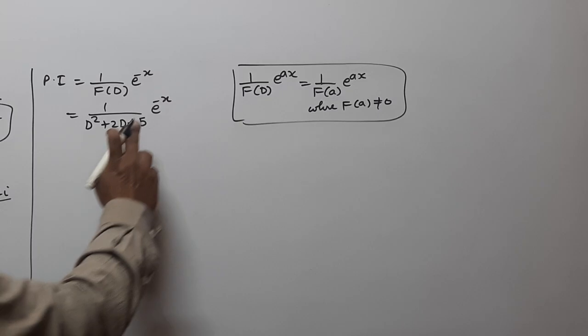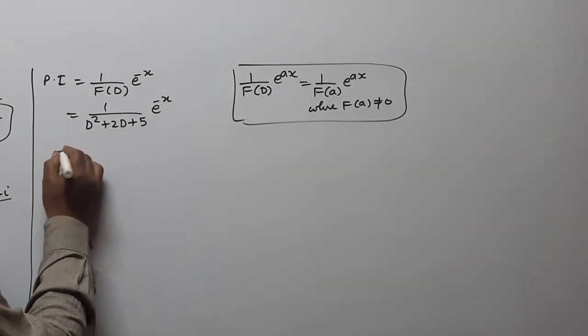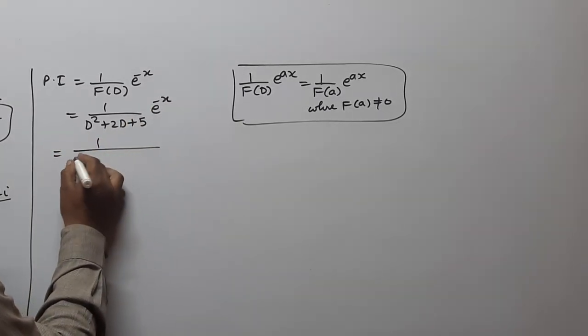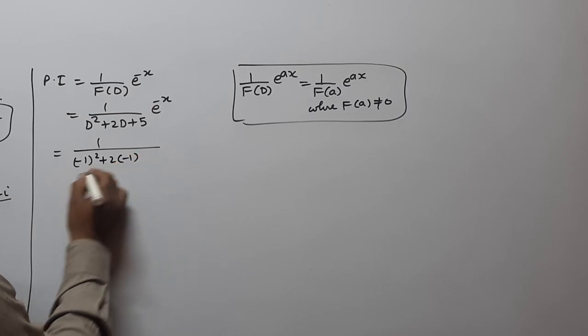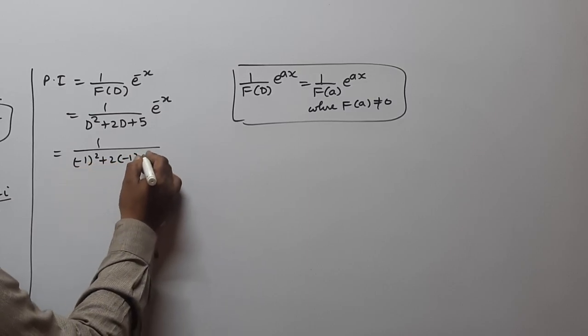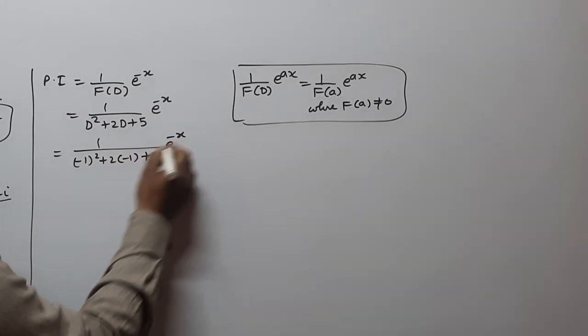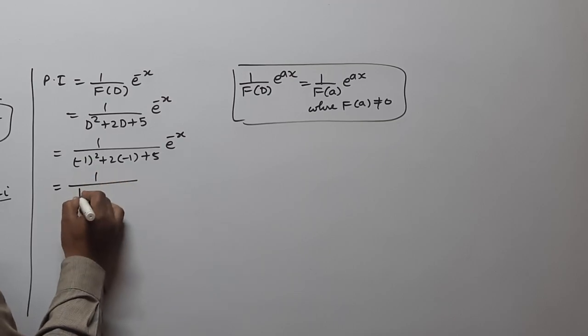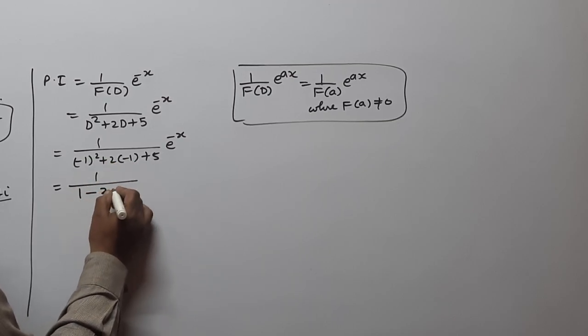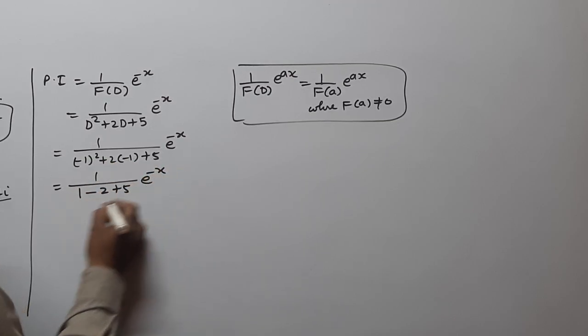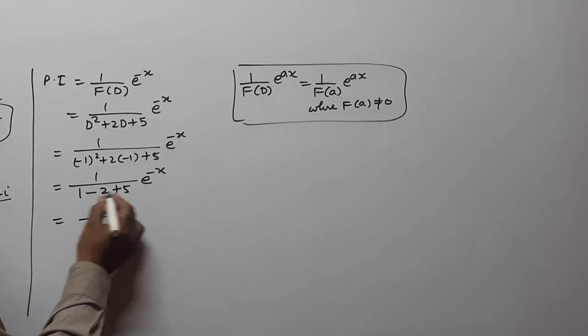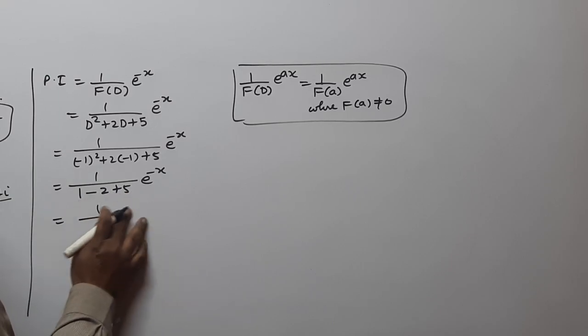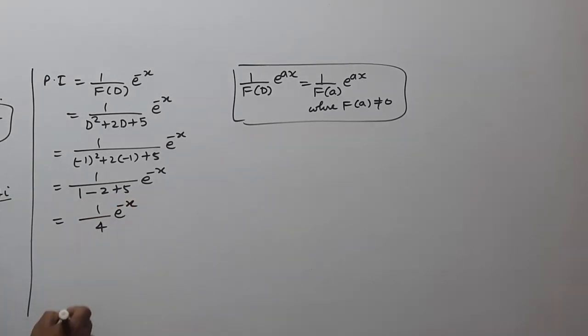So put -1 in place of D, we get the particular integral. So this is 1 upon ((-1) square plus 2 times (-1) plus 5) e to the power -x. So (-1) square is +1, plus (-2), plus 5. 5 plus 1 is 6, minus 2, this is 4, and e to the power -x. So this is the particular integral.